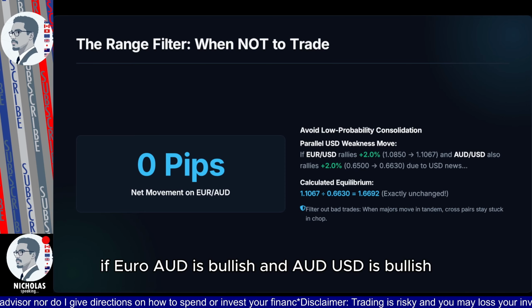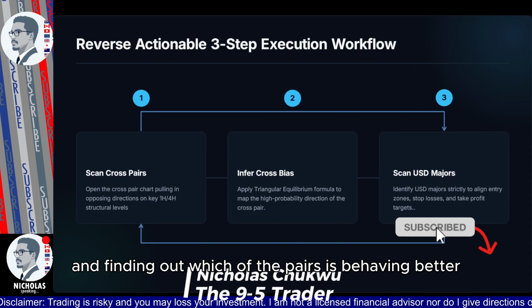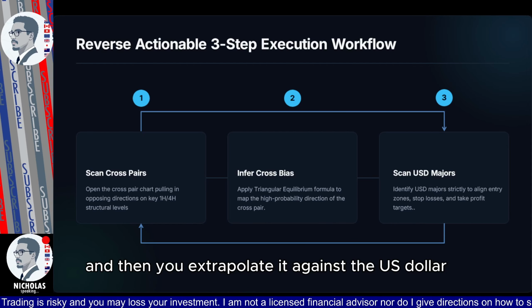To wrap this up, stop treating currency pairs as isolated charts. Look at the legs of the triangle. Pick 2 majors tied to the USD, assess their relative strength, and let the mathematical equilibrium dictate where the high probability opportunity will occur on the pair. You can also invert the situation by studying the cross first and finding out which of the pairs is behaving better or far worse, and then you extrapolate it against the US dollar or the major and you figure out which one to trade easily.